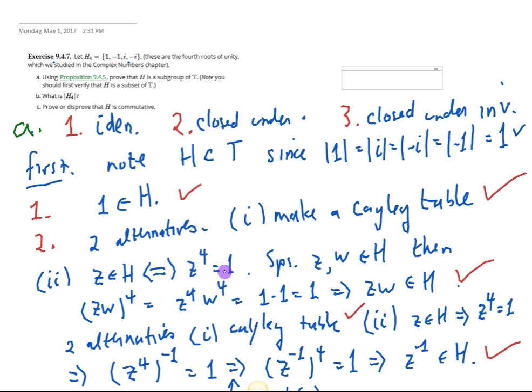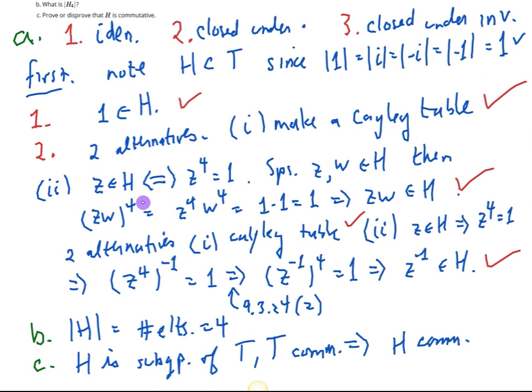Okay, so let's suppose that z and w are both in the set H. Then (zw) to the fourth is z to the fourth times w to the fourth. That's usual algebra, which applies to complex numbers. We showed the associative property, and actually use commutativity also. And that's equal to 1 times 1, which is equal to 1. So that means that zw is also a fourth root of unity, so zw is also in H. All right, so that's the other way. If you're confused about what I just proved, go ahead and use the Cayley table instead. That's always a straightforward and foolproof way.